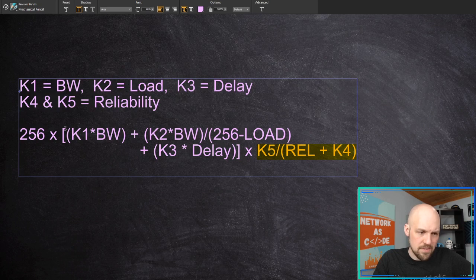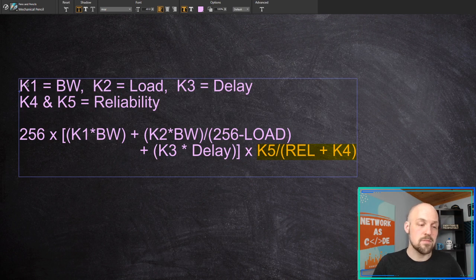Although what's interesting about this is that, if K5 is set to zero, the way Cisco made this, the entire thing would be equal to zero, because 256 times a bunch of whatever times zero. Well, anything times zero is zero. So for whatever reason, they actually have it as an exception that if K5 is equal to zero, which by default it is, this entire thing equates to a one. I don't think they could have come up with a better workaround than that, but nah, it is what it is.